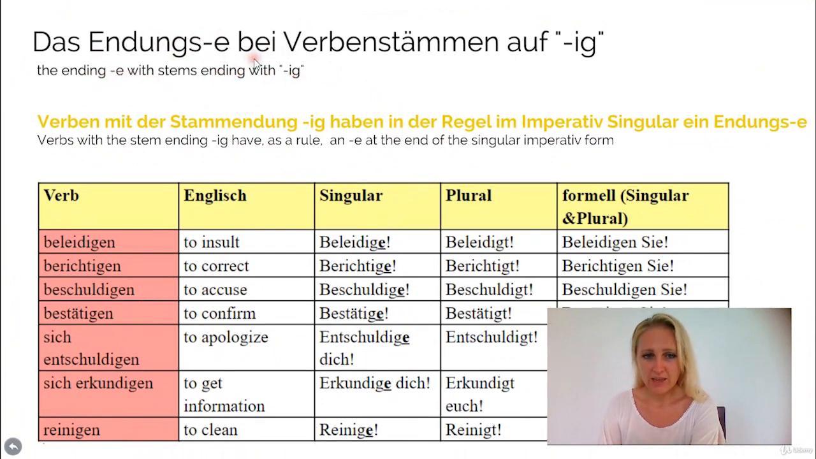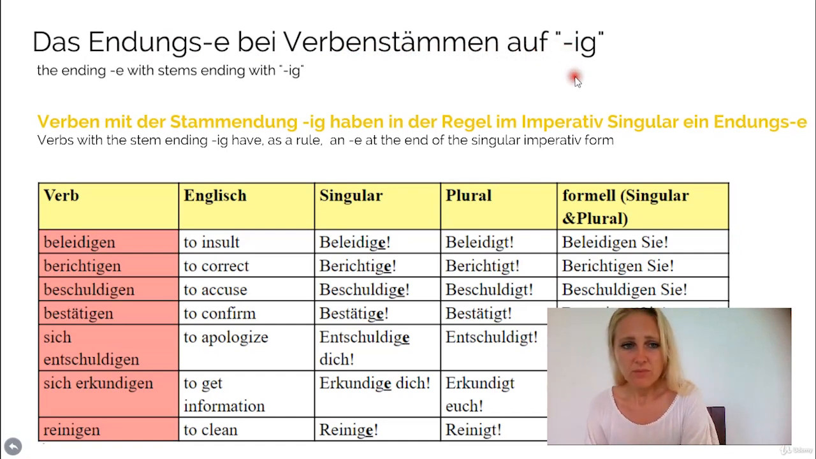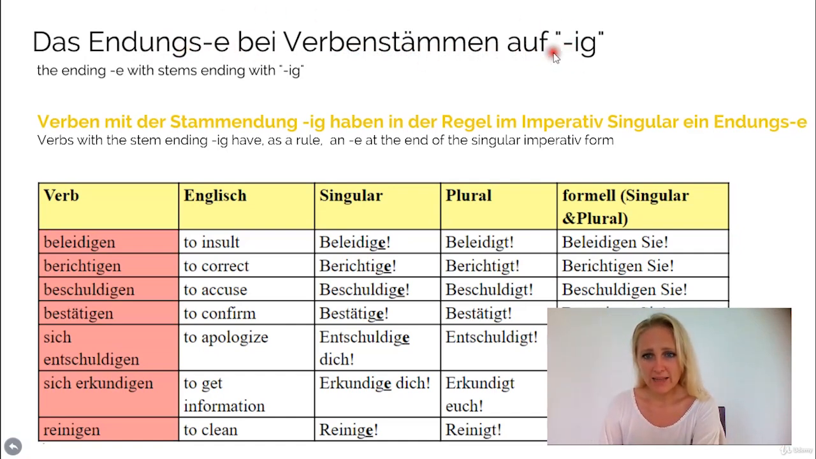Das Endungs-E bei Verbstämmen auf ig. So here what it says, that verbs that end with an ig, you have to add an extra e for the imperative form for du. Okay, so here is written, Verben mit der Stammendung ig haben in der Regel im Imperativ Singular ein Endungs-E. Okay, verbs with the stem ending ig have as a rule an e at the end of the singular imperative form.